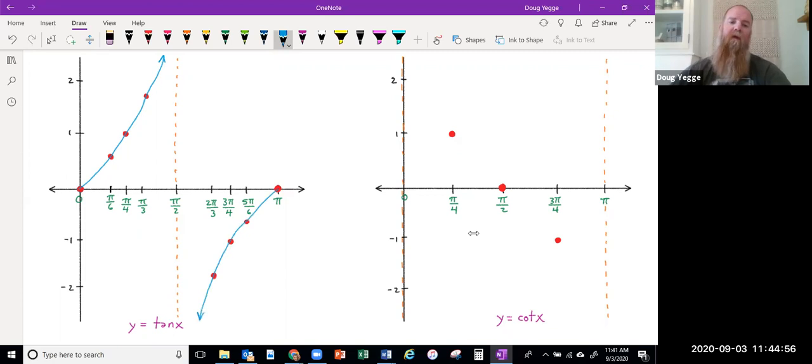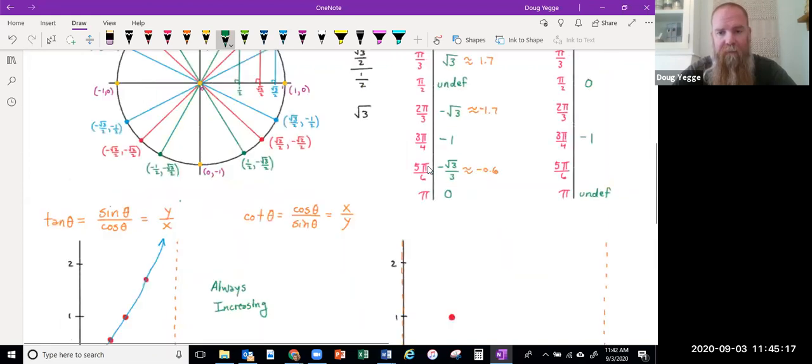Okay. And so it appears that tangent is always increasing. And that's something that's really helpful to recognize. Tangent, no matter what, is always getting larger. When I take the values of y divided by x, it will always be increasing. There's going to be gaps, but it'll be increasing nonetheless.